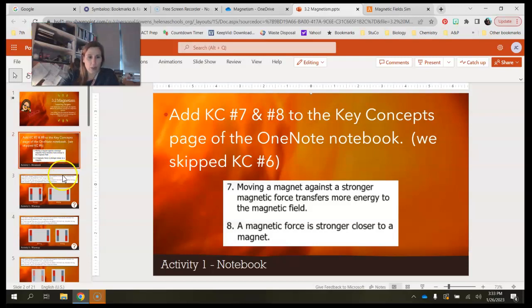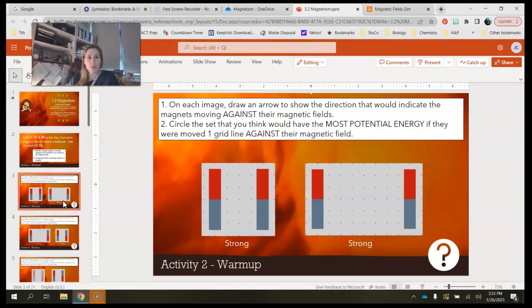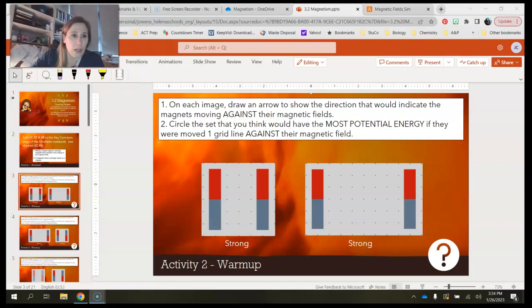Make sure you add those both to your vocab, and then go ahead and move on to your warm-up. There are 4 pages for your warm-up today. I'm going to do the first one with you, and then I'm going to release you to do the other 3 on your own. For this one, we're going to need our draw tool.